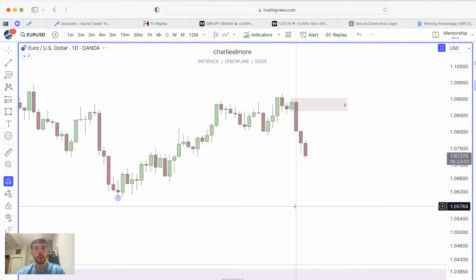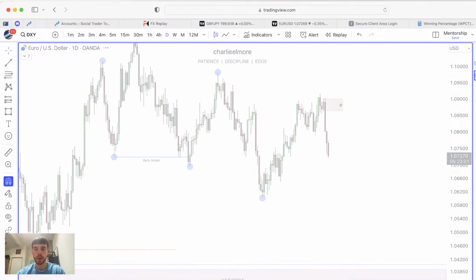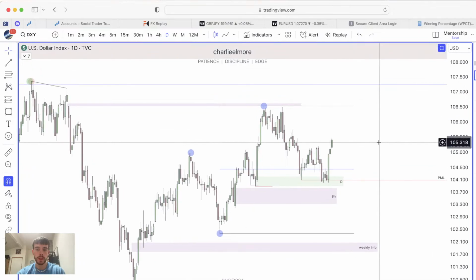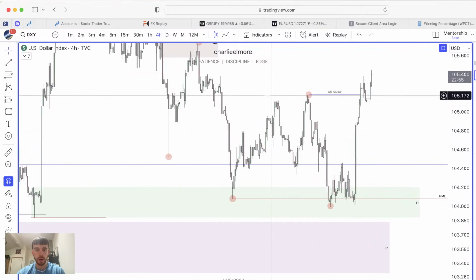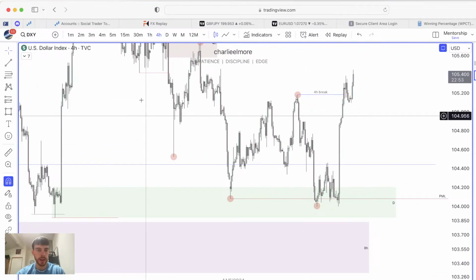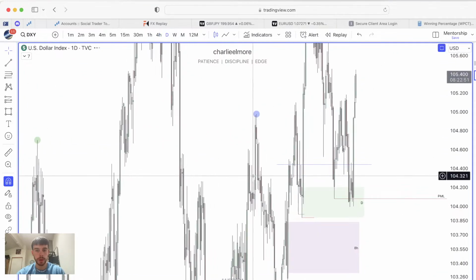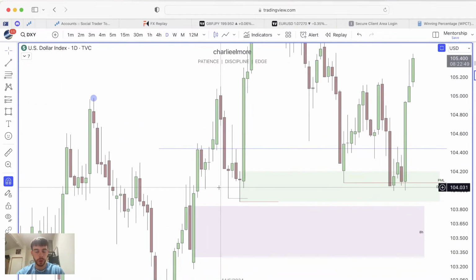Okay, just following with the DXY, you know, because we had that break of structure on the 4-hour coming out of this daily demand area. It was a liquidity POI. Why was it a liquidity POI?